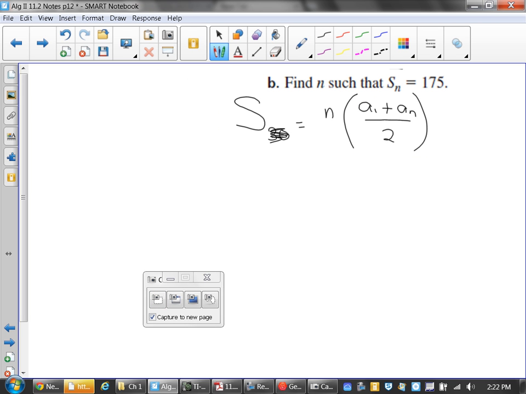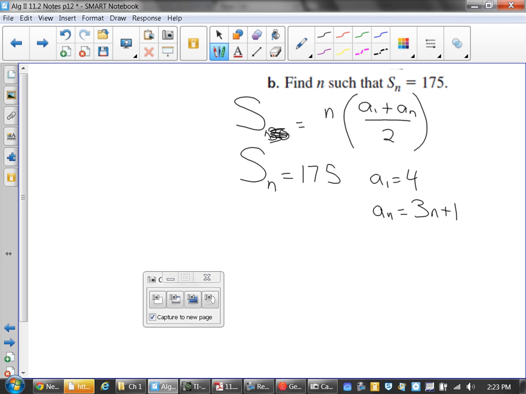We'll call this F. S sub n is that formula. I'm going to figure out how many of them has to equal 175. I want to find the n value that gives me 175. From a little while ago, we knew what the first term was in that sequence. It was 4, right? So I know that the first term is 4, and I also know that the rule for a sub n is 3n plus 1. It was 3n plus 1.